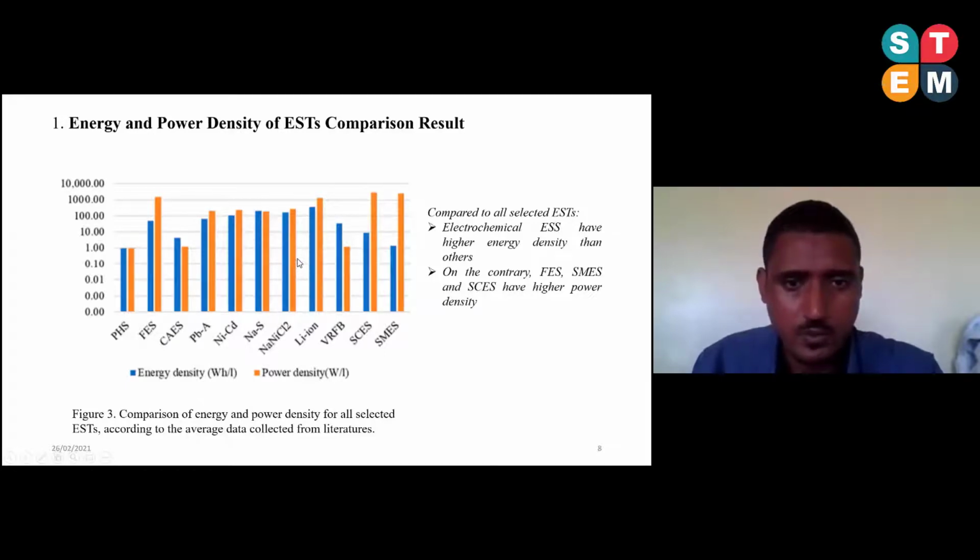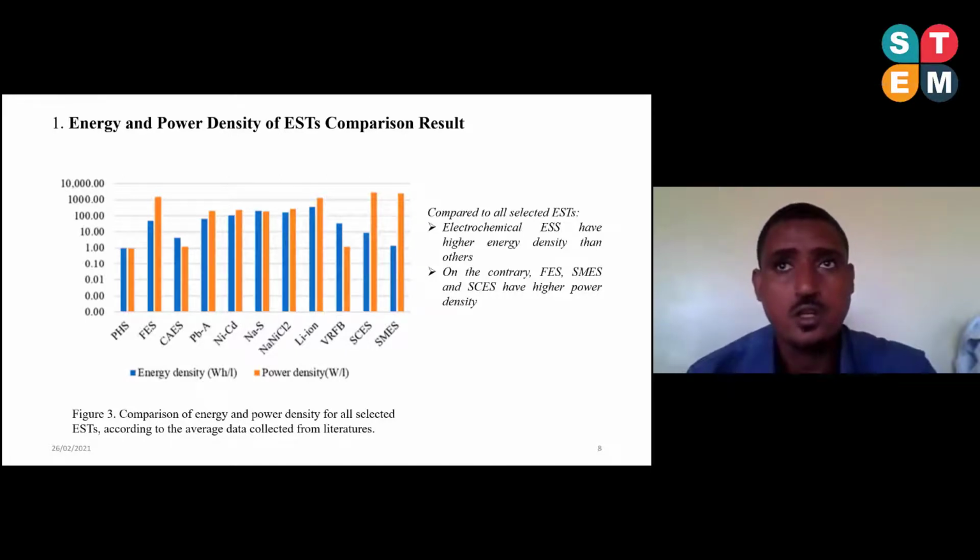If you see, for instance, specifically the lithium ion, it has both high energy density and power density. Such characteristics indicate that this type of energy storage technology has application potential at the grid level, because the grid level needs such characteristics, especially the energy density and power density. If an energy storage technology has high energy density, it can store energy for long periods. So such energy storage is applicable at the grid connection level.